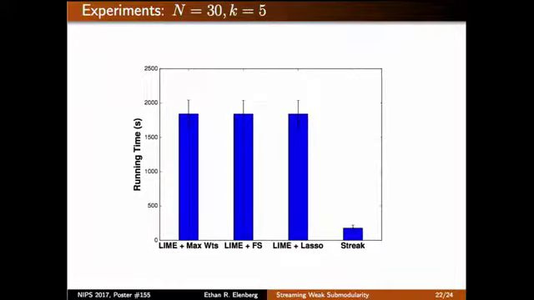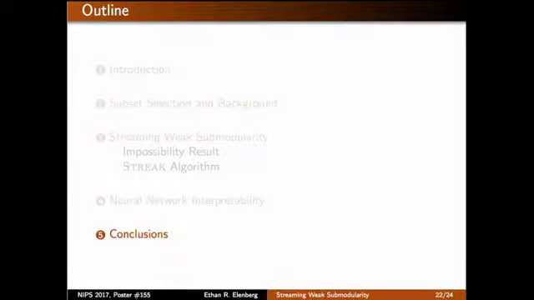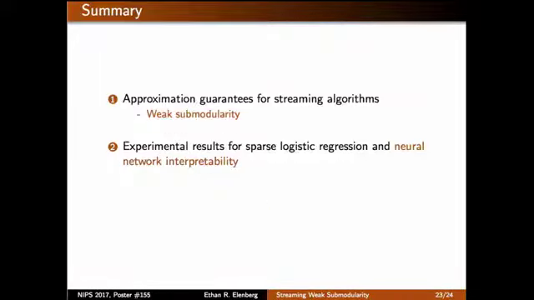And now let's compare the running times. So because the Lime optimization problem has to generate thousands of images, we're about 5 to 10 times faster, and we produce similar outputs. So to recap, we prove approximation guarantees for streaming algorithms under the theoretical assumption of weak submodularity, and show experimental results for interpretable image classification and sparse regression. The code is on GitHub.